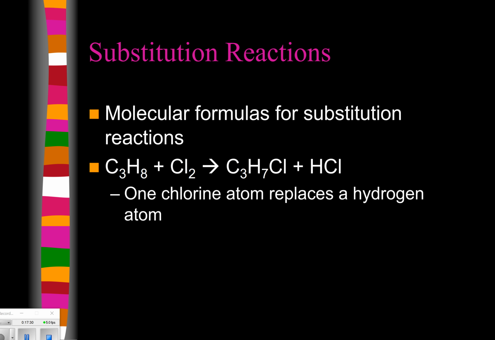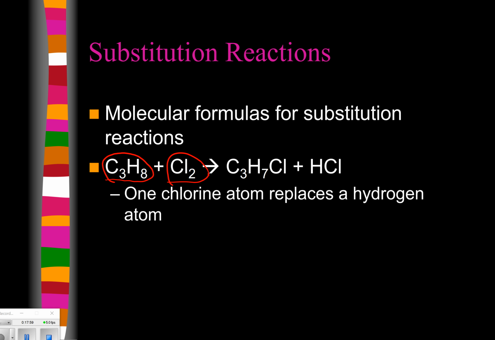So taking a look at an example reaction, looking at the first reactant, we have C3H8 that fits the CnH2n+2 general form, which would be an alkane. In this case, it would be propane, since there's 3 carbons. And we see that we're reacting it with chlorine gas.